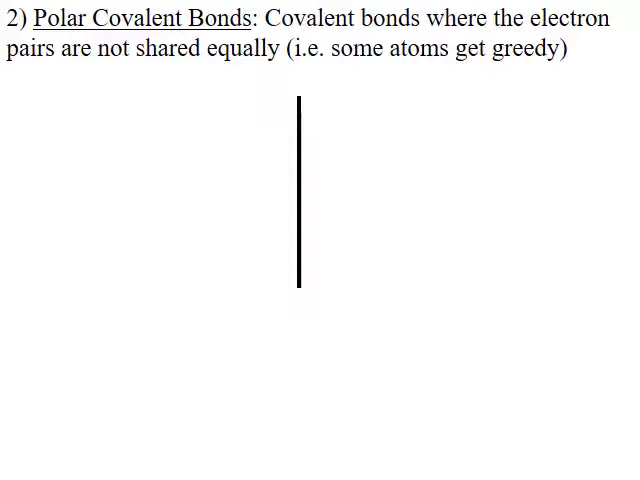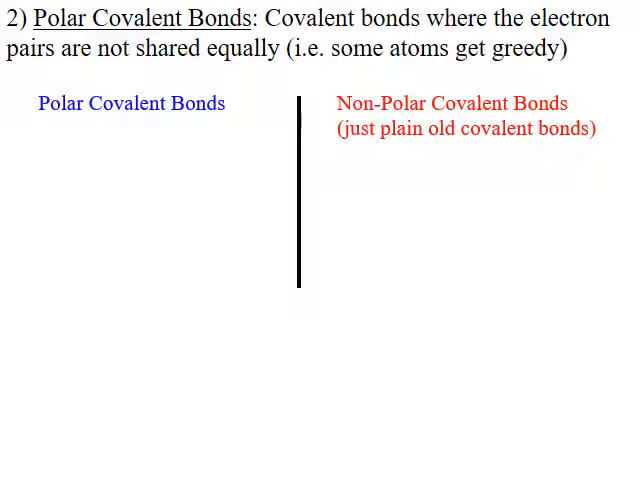So let's go on to our second type of chemical bond. This is polar covalent bonds. Now these are covalent bonds, so the electrons are being shared, but with polar covalent bonds, the electrons are not being shared evenly. That's because some of the atoms get kind of greedy, for lack of a better description. So I'm going to do a side-by-side comparison with the first style we learned, which we're now going to call non-polar covalent bonds. Sometimes we just say covalent bonds, but if we don't tell you they're polar, just assume they're non-polar. So these are just regular old covalent bonds that we just learned about.